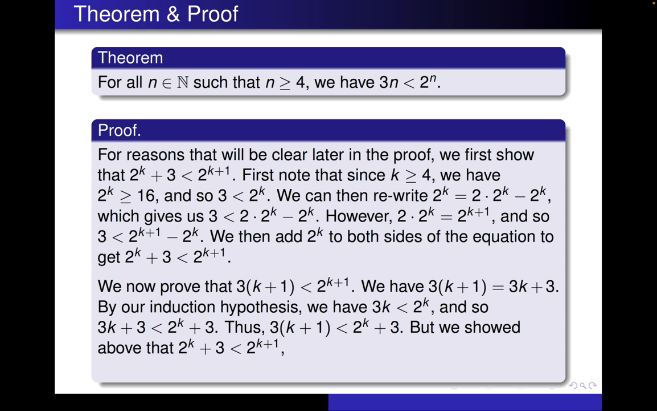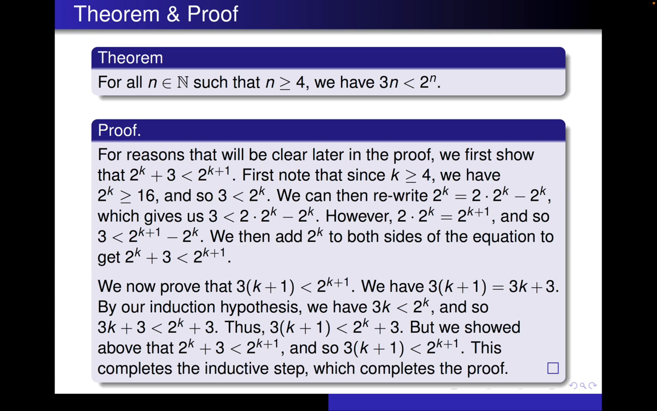But remember, we showed that 2 to the k plus 3 is less than 2 to the k plus 1. And that means that 3 times k plus 1 is also less than 2 to the k plus 1. Again, 3 times k plus 1 is smaller than 2 to the k plus 3. 2 to the k plus 3 is even smaller than 2 to the k plus 1. Putting those together, we have 3 times k plus 1 is less than 2 to the k plus 1. And that completes our inductive step, which completes our proof.